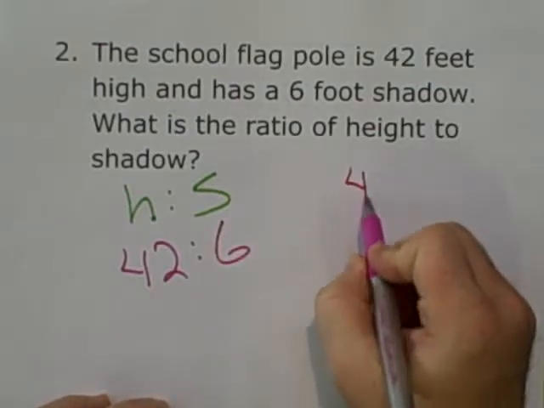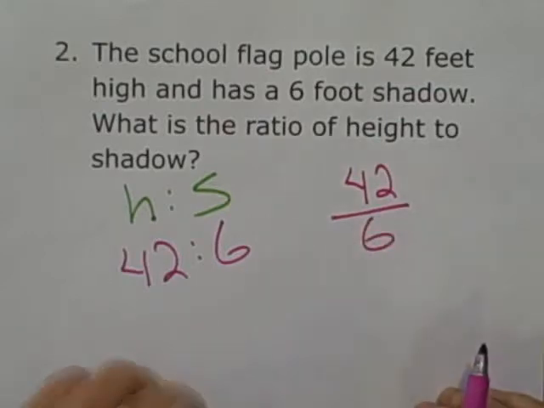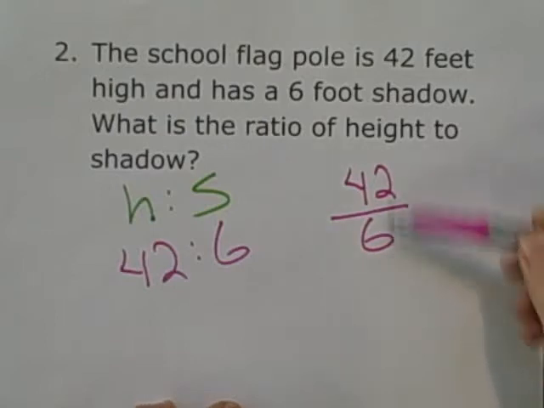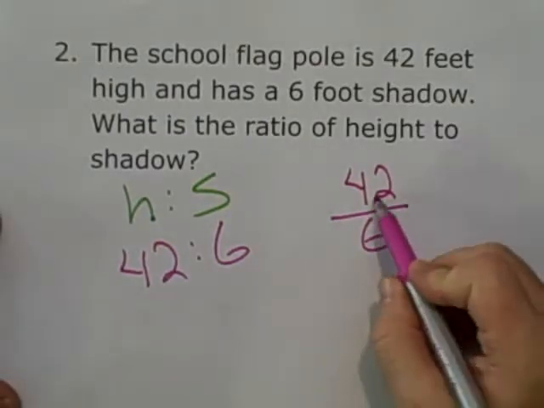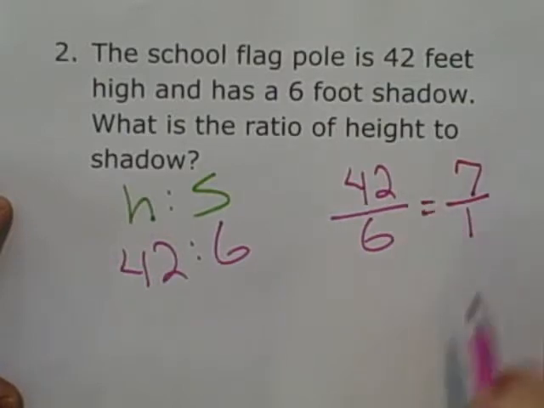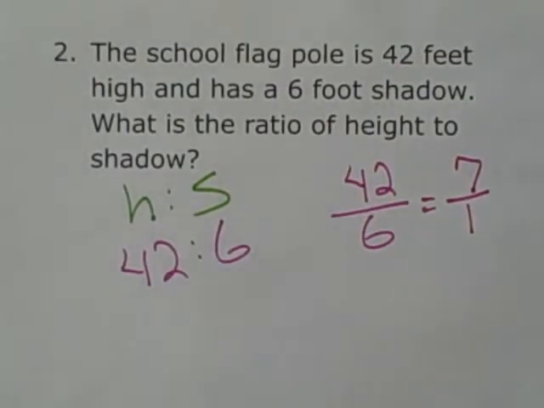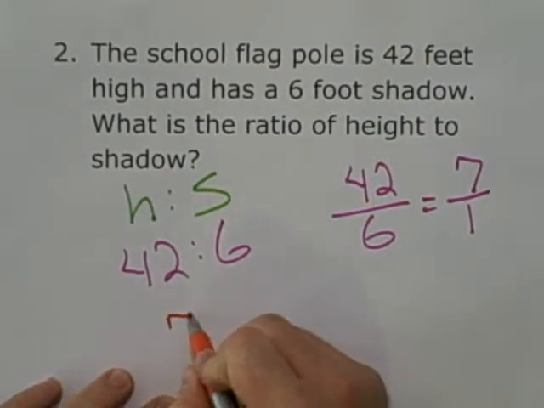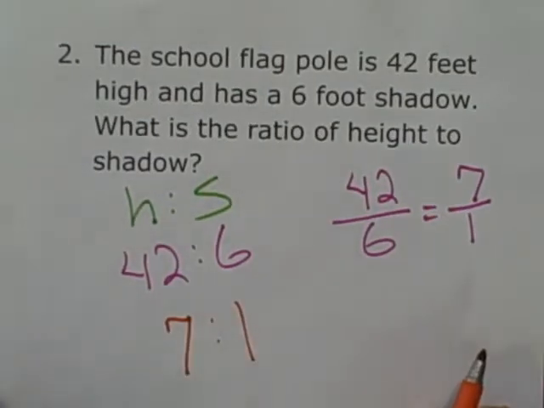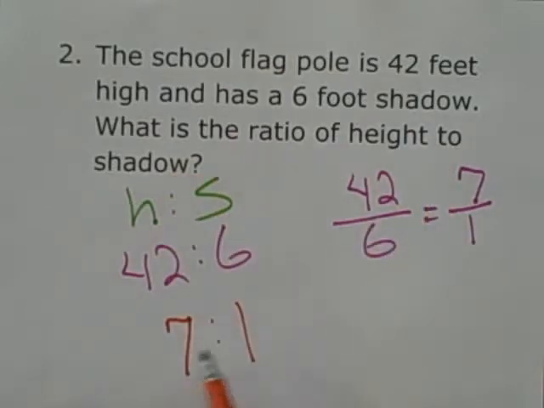If we write it as a fraction, it's 42 over 6. You'll notice that this is what we might call an improper fraction, and it could be reduced. 6 goes into 42 7 times, so we might write it as 7 over 1. So technically what we have here, we have a ratio of height to shadow, which is for every 7 feet of the flagpole, we have 1 foot of the shadow. So the ratio would be 7 to 1. That is the concept of ratio that we will be discussing this week.